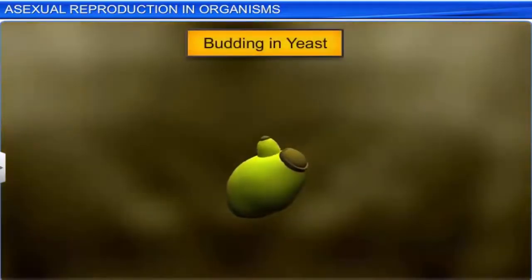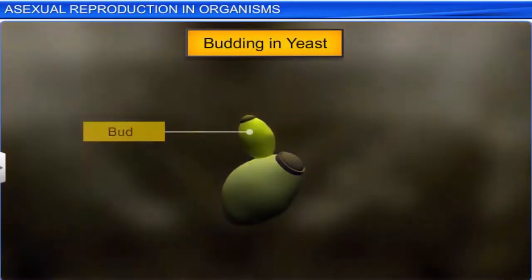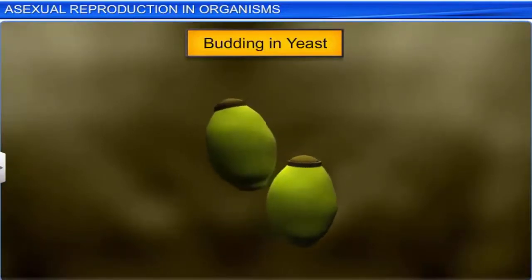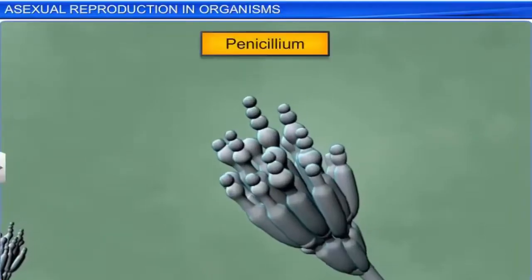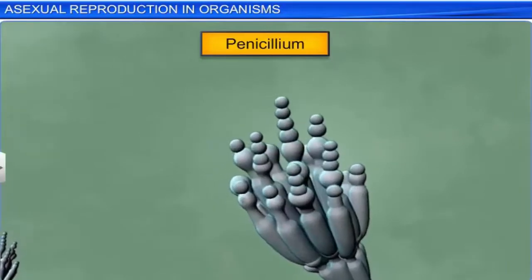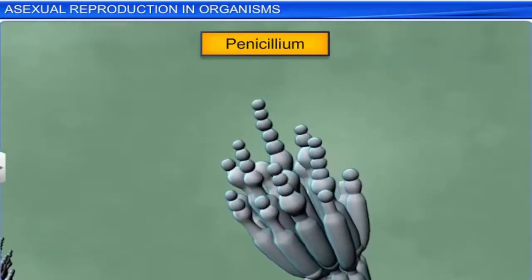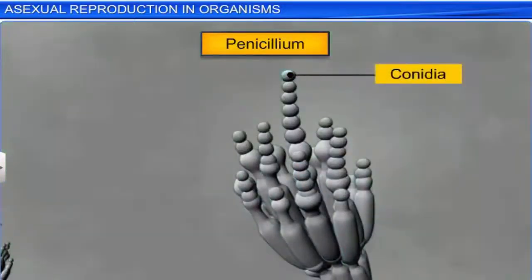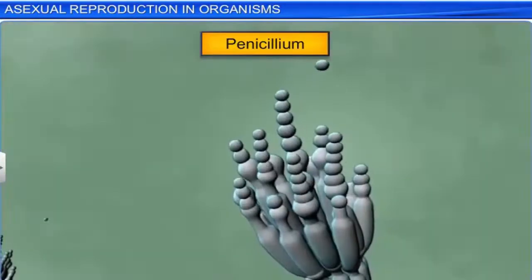Yeast, on the other hand, reproduces through budding, where the parent cell produces small buds through mitosis. These buds initially remain attached to the parent cell and then separate to develop into new organisms. While yeast reproduces through budding, other members of the fungi kingdom, such as penicillium, reproduce through conidia, a special asexual reproductive structure.